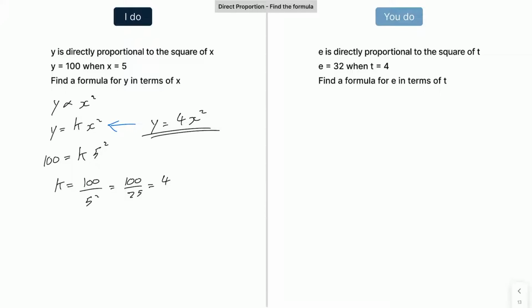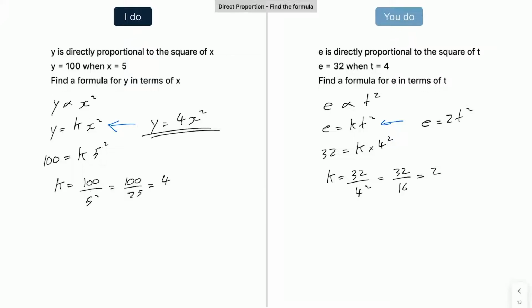So again, hopefully you've pressed pause now to have a go at this. E is directly proportional to the square of t, and then writing that as an equation, and substituting the values in, and rearranging that for k. And 4 squared is 16, and that becomes 2 for k. And now we can go back up to our equation there, and we can substitute the value for k in. And that is your answer.